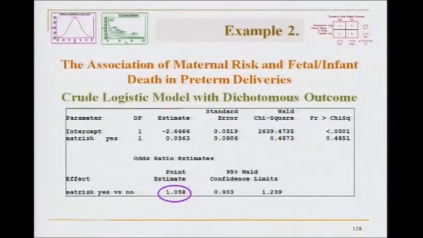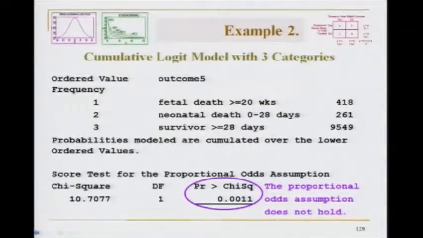And here's the result of just a crude model with just the dichotomous outcome, so any kind of death versus survivor, and it's maternal risk, yes or no. We've got a really low point estimate here, okay, and its confidence interval. And now let's look at what you get when you run cumulative Logit with the 3-category variable. So you can see the N's that we have, the fetal deaths, the neonatal deaths, and the survivors. And remember, this is all preterm delivery.